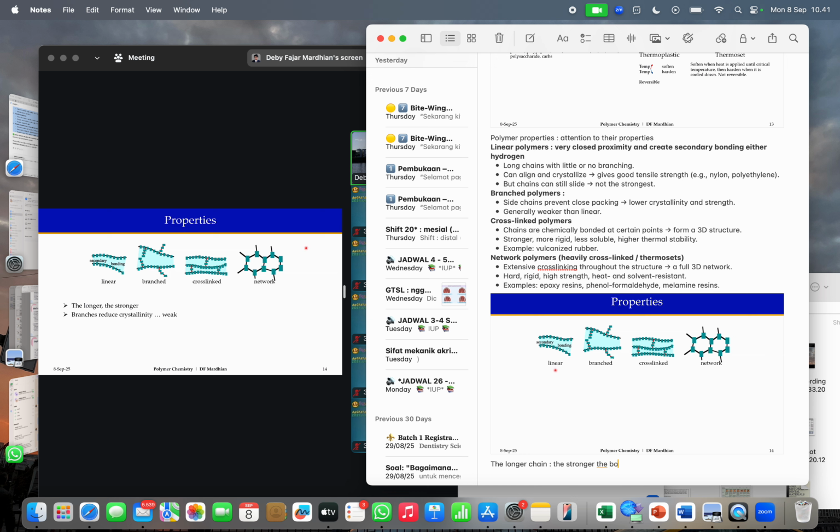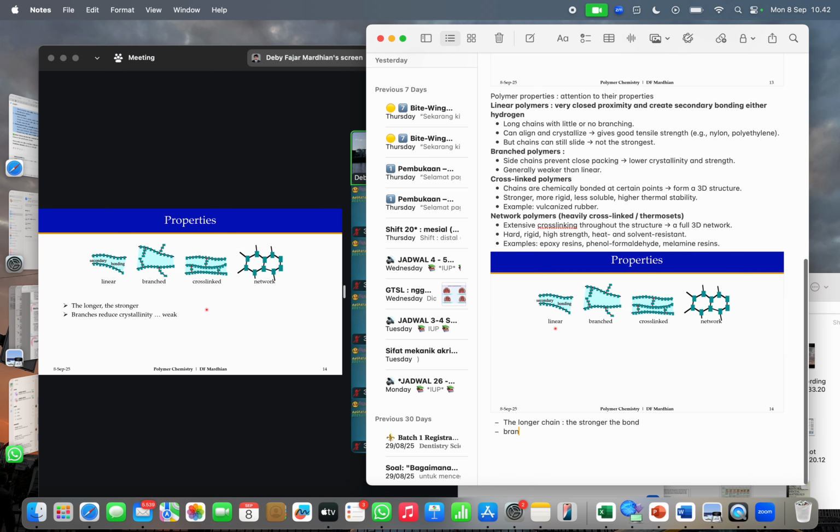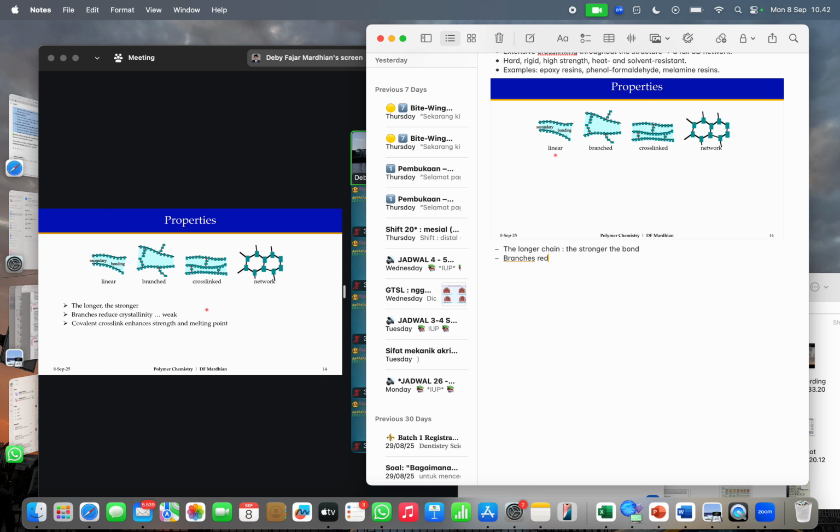However, like I mentioned before, branches reduce crystallinity and thus weaken the linear polymer. And then to overcome this situation, we can do covalent cross-linking to enhance the strength and increase the melting point, and thus we have a stronger polymer.